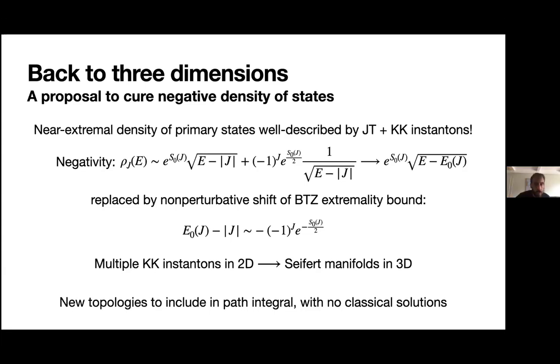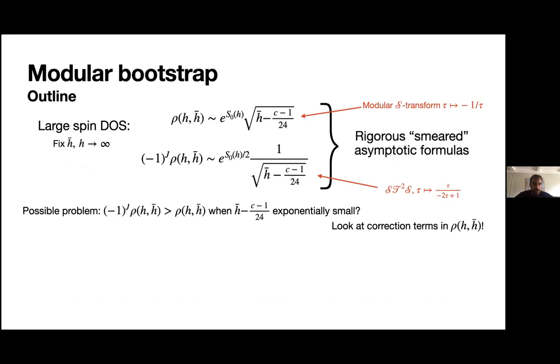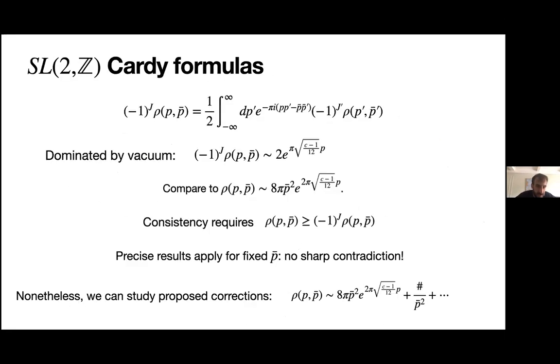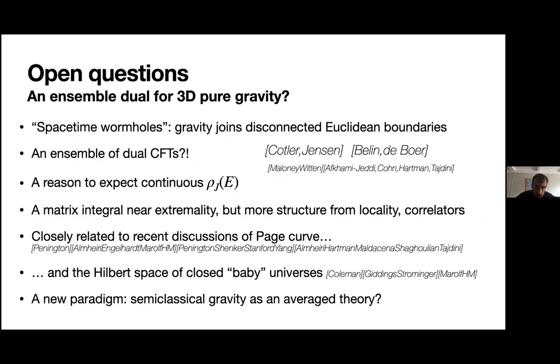Thank you. So going back to your final slide and to the big picture, you have a proposal to cure this negativity by summing over additional topologies in pure gravity, if I understand correctly. Of course, you're still going to get something continuous, presumably. We don't know.